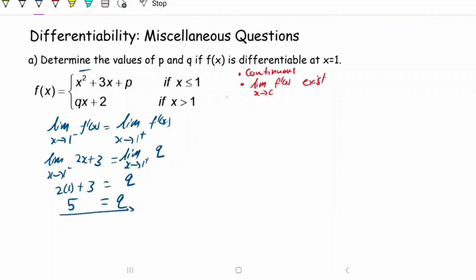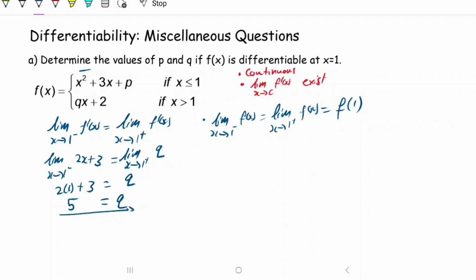Let us look at the second part where we now need to determine the value for p. But once we find the value for q, we also know that the function is continuous. So for a function to be continuous, 3 conditions must be true. So we know that the limit as x tends to 1 from the left of f of x must equal the limit as x tends to 1 from the right, and also must equal f of 1. So we know the statement to be true.